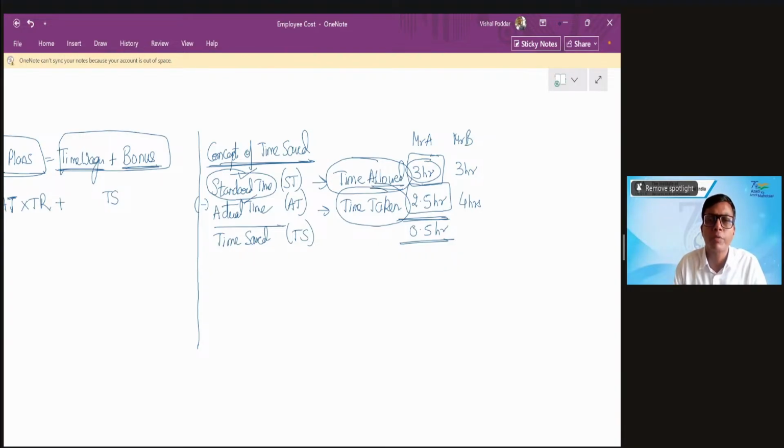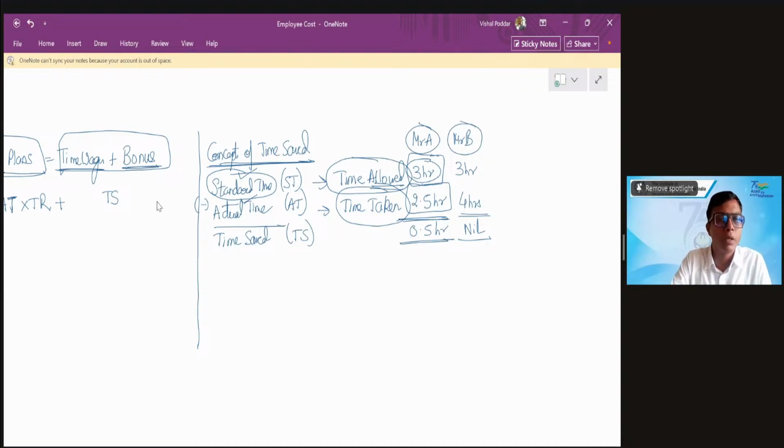So he takes 4 hours. So he comes back to me after 4 hours. So for me, he has not saved any time, rather he has consumed extra time. But for the purpose of our calculation, we will treat the time saved as nil. For me, this is the efficient worker. For me, this is the inefficient worker.